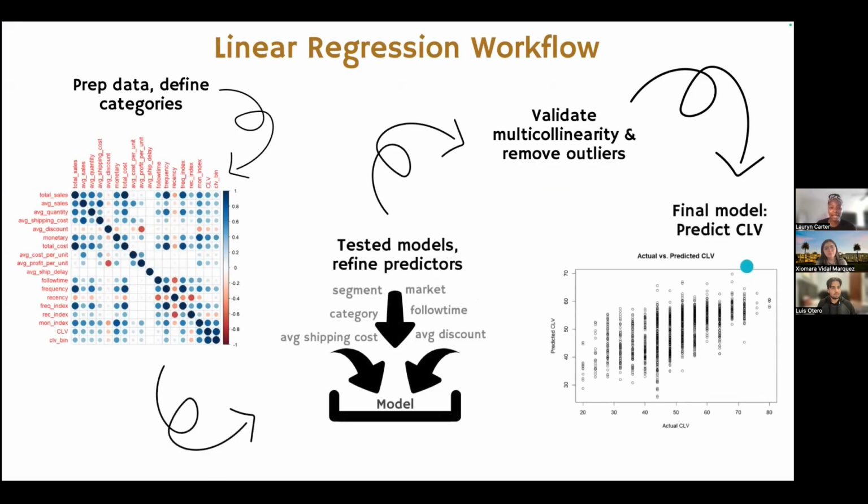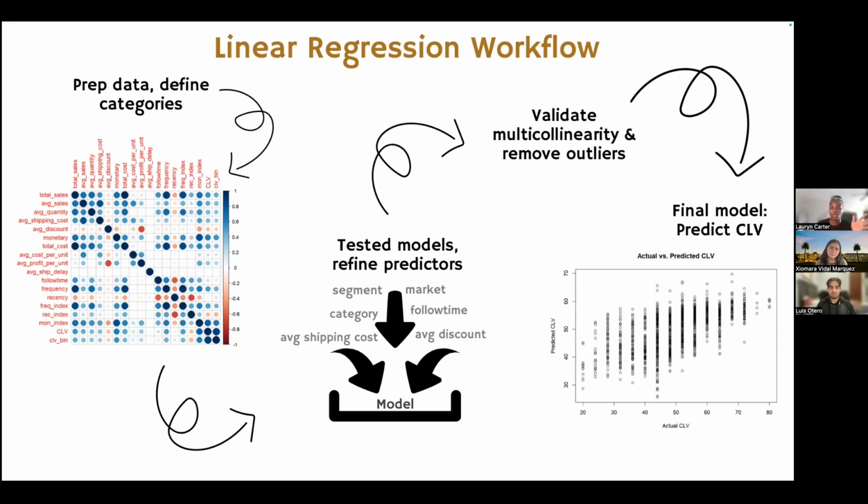Linear regression as a whole captures linear relationships between customer attributes and CLV. So we use CLV as our dependent variable in this analysis. Linear regression also provides coefficients, making it easy to explain how factors contribute to CLV, so the impact the independent variables have on CLV as a whole, which is what we're looking at for this analysis.